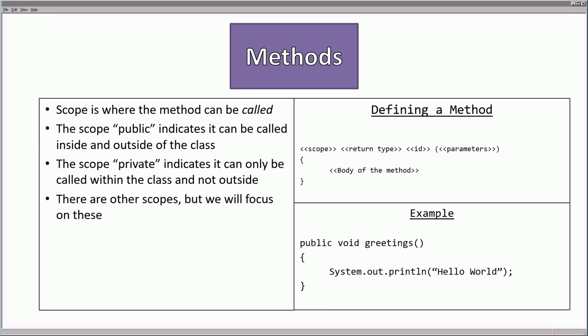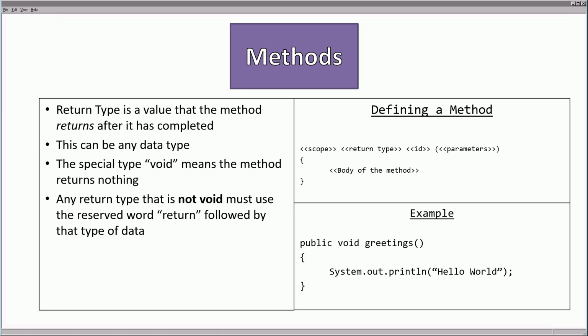The next element is called the return type. And this is a value that the method returns after it has completed. Now this can be any data type. It can be integer, double, string, even arrays. Now there is a special type called void, which means the method returns nothing. So as you can see here, this is a void return type, so after it calls system.out.println, well, nothing happens. It doesn't return anything.